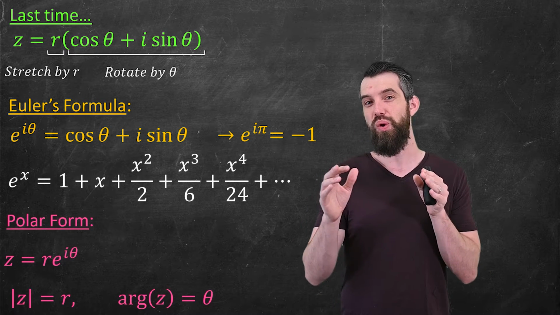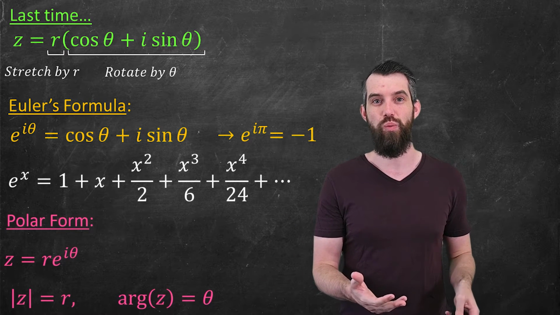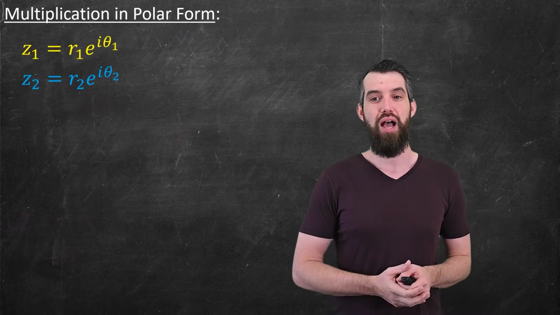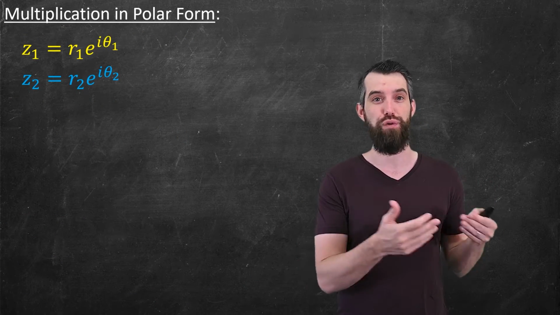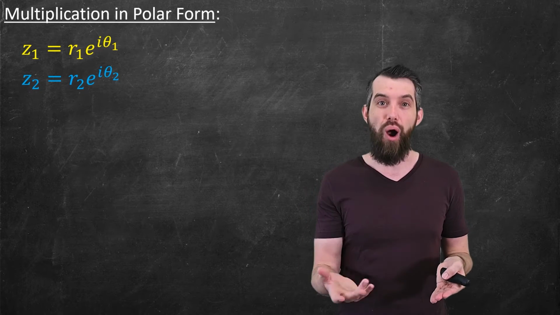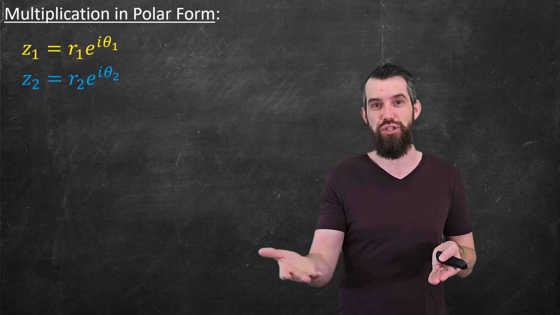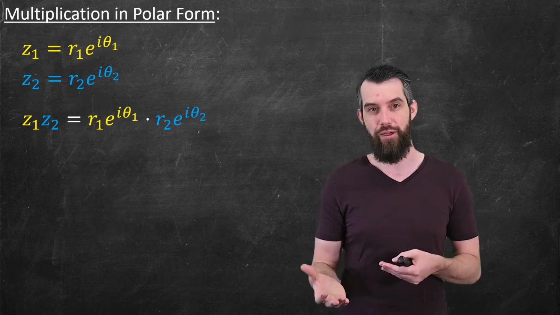Okay, so why do I like the polar form for complex numbers? Well, one reason is that it simplifies a lot of computations. For example, consider the following. I want to multiply two different complex numbers, both represented in polar form. So I've got a z1, which is an r1 e to the i theta 1, and then I also have a z2, which is an r2 e to the i theta 2. So now let me try multiplying the two of them together.